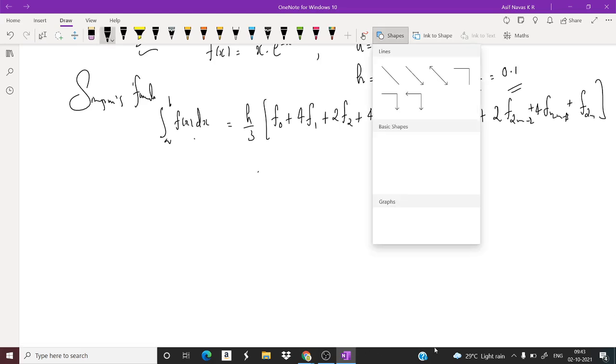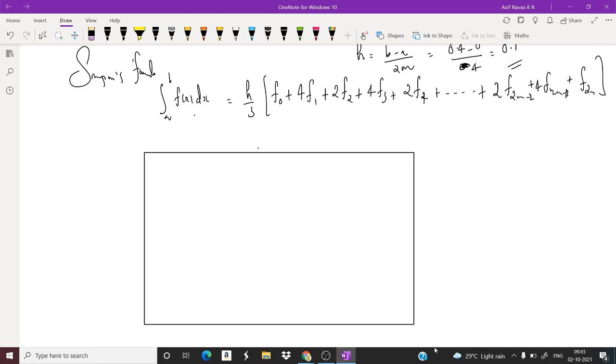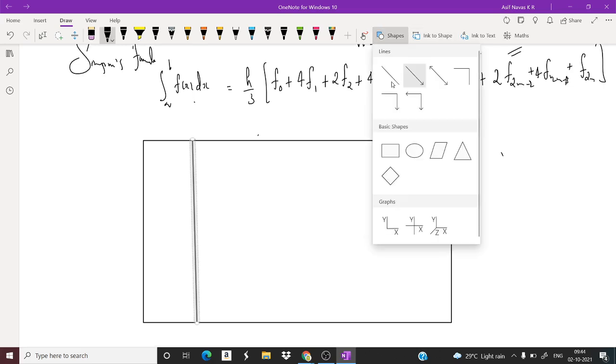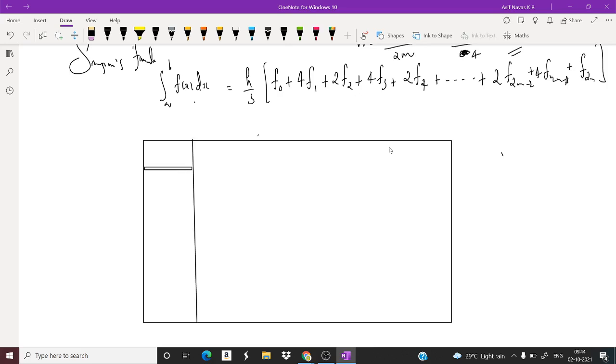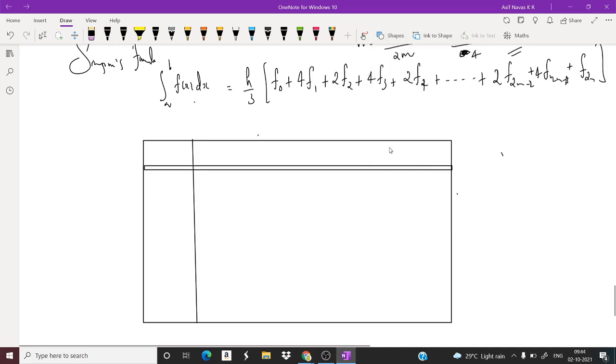So while drawing the table, you should first have x terms here and f of x terms here. Now f of x terms I am cutting it into three parts. Okay.